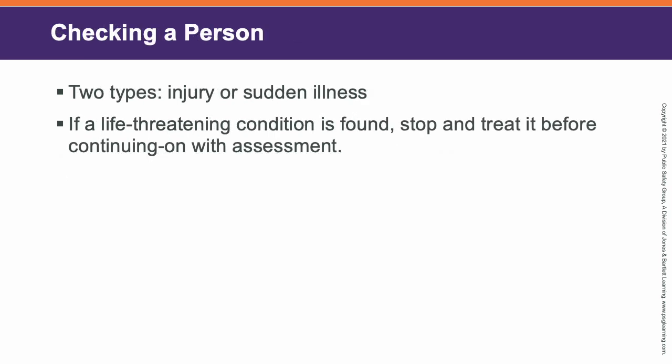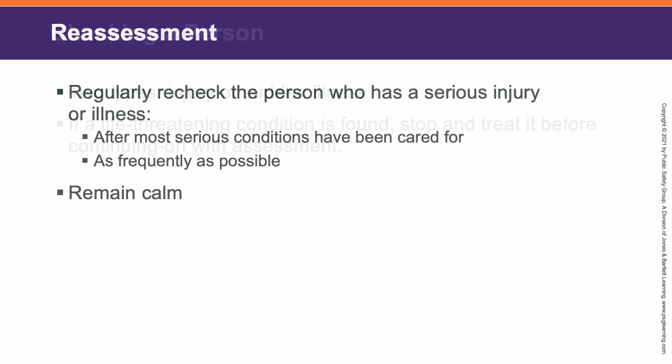Okay. Again, when we're checking the person, we're looking for either an injury or a sudden illness. If there's a life-threatening condition found at any point in your assessment, no matter what step you're at in the process, stop and treat it before you keep going, okay? Then, once we've done our primary assessment, our SAMPLE history, our secondary assessment, treated everything that we can, then we're going to reassess, meaning we regularly check up on the person, talk to them. How are you feeling? Are you starting to feel worse? Do we need to try something different? Okay.